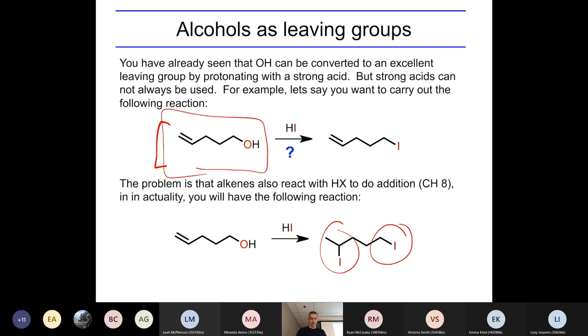Both happen to react with HI, so this is not a reaction that you would plan out, or you might not think of it. You do it, it ruins the other part of your molecule, and okay, that sucks. Learning, go back and try it again. So what we're going to be looking at the beginning of next class is how we can turn an alcohol into a leaving group so that we can selectively do reactions on just that OH without resorting to strong acids that can damage other parts of your molecule.